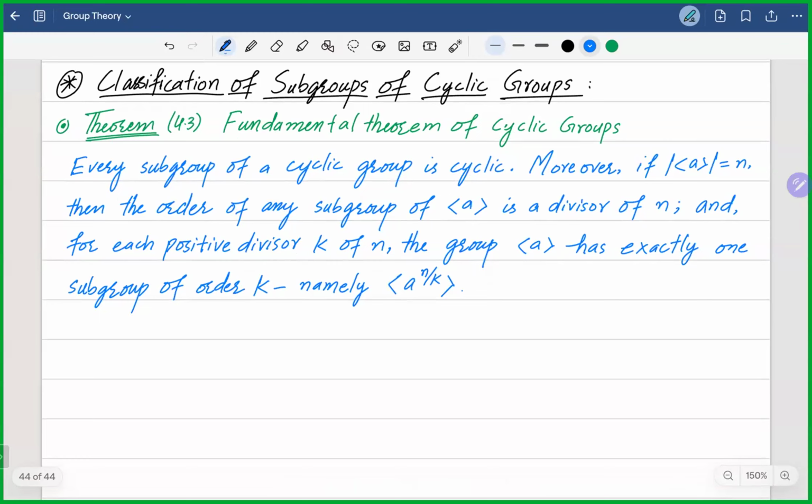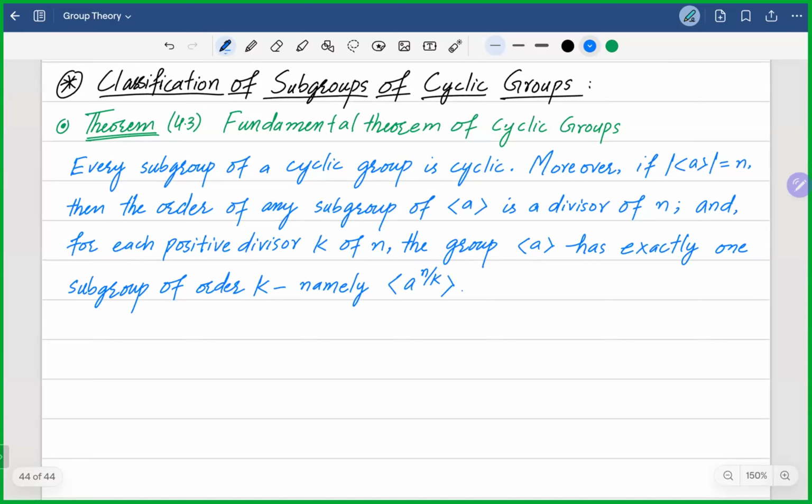Perfect. Moreover, if you have a group generated by A and its order is n, then the order of any subgroup of the group generated by A is a divisor of n. Very good. And for each positive divisor k of n, the group which is generated by A has exactly one subgroup of order k, namely the set generated by A power n over k.